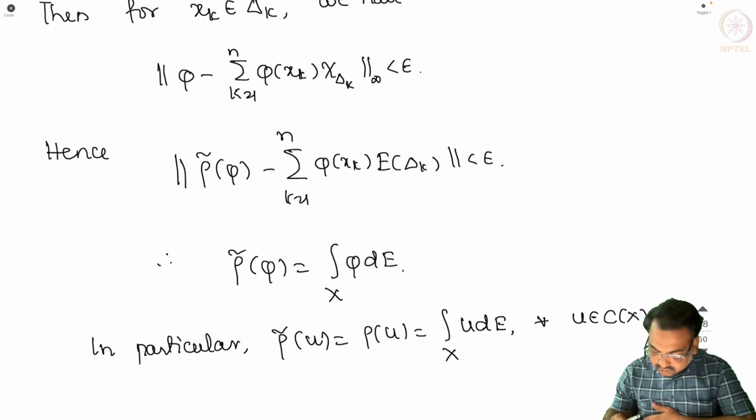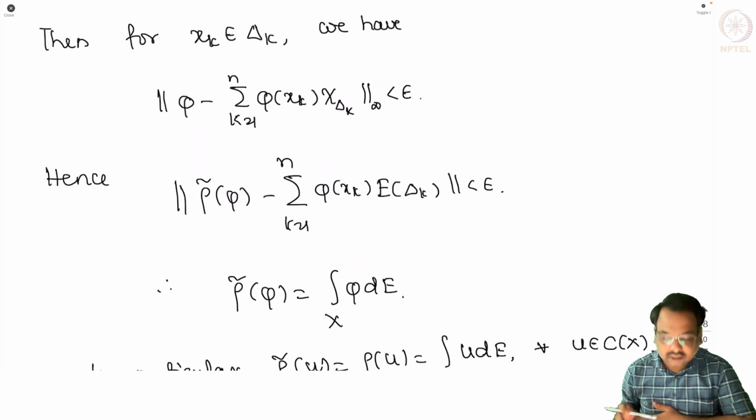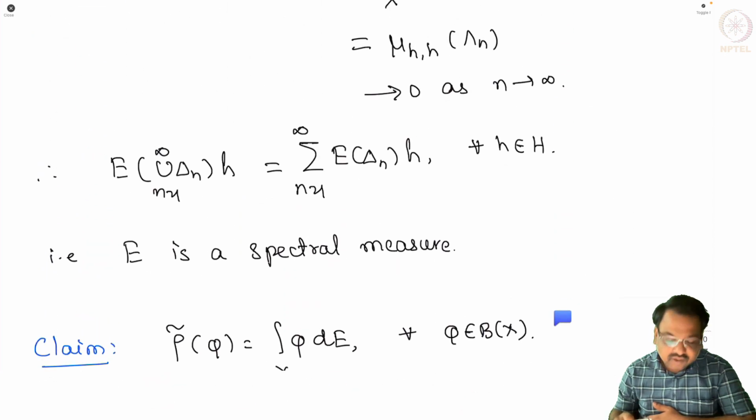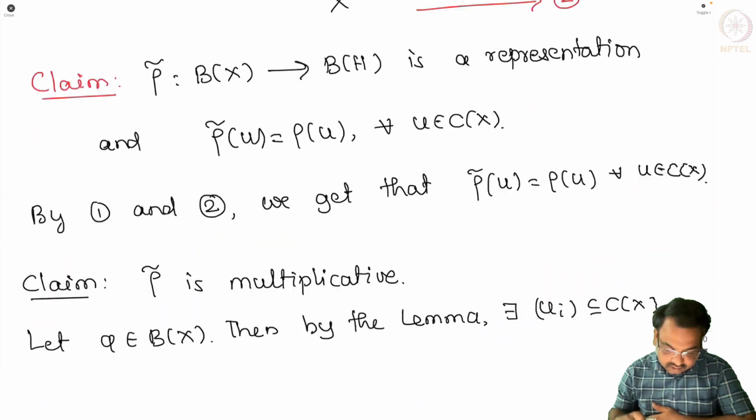So here what we have shown is that if you have a representation rho from C of X into B of H, we get a spectral measure E satisfying rho of u is nothing but the integral over X of u dE, and in fact we can show that the spectral measure satisfying this condition is unique. That can be shown in an easy way. So let me quickly revise the steps that we proved in this result.